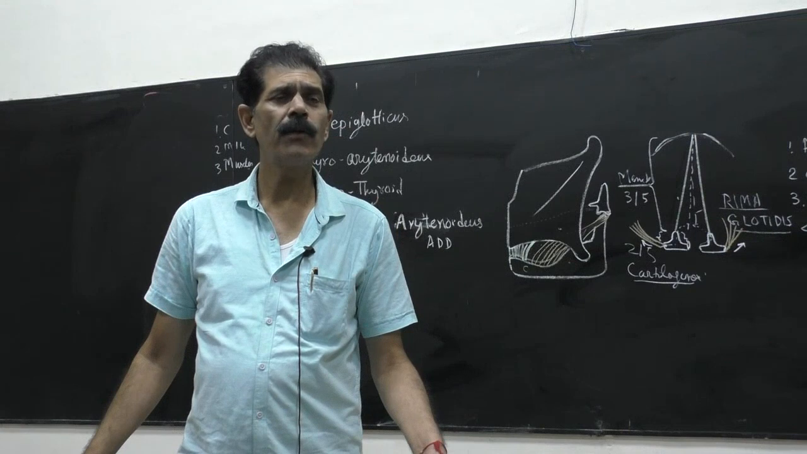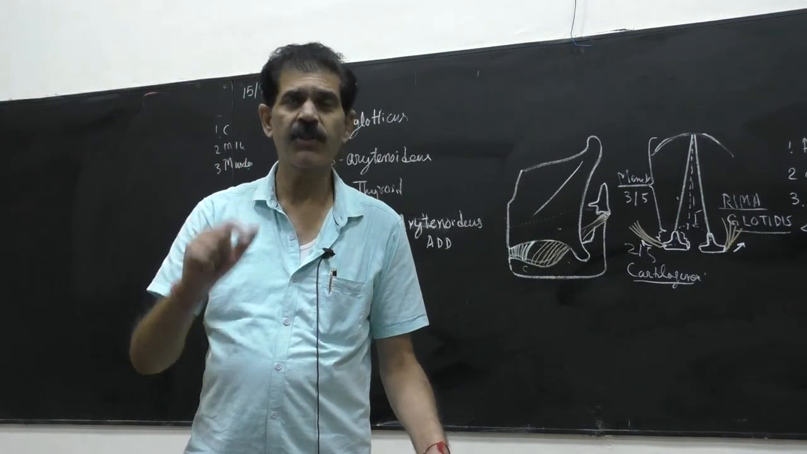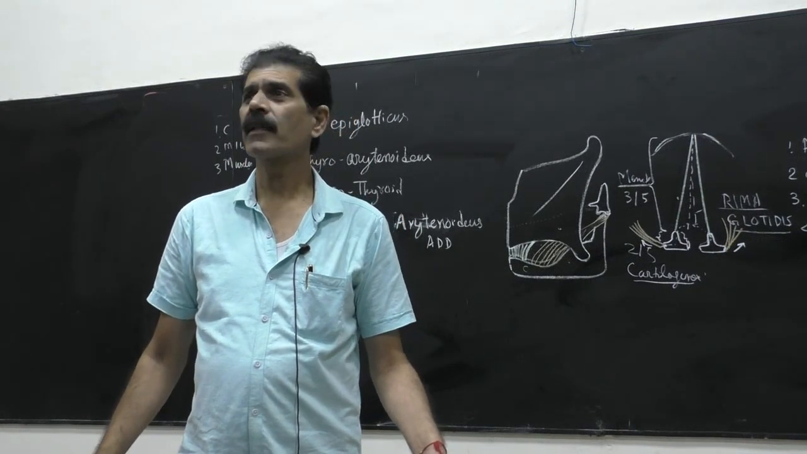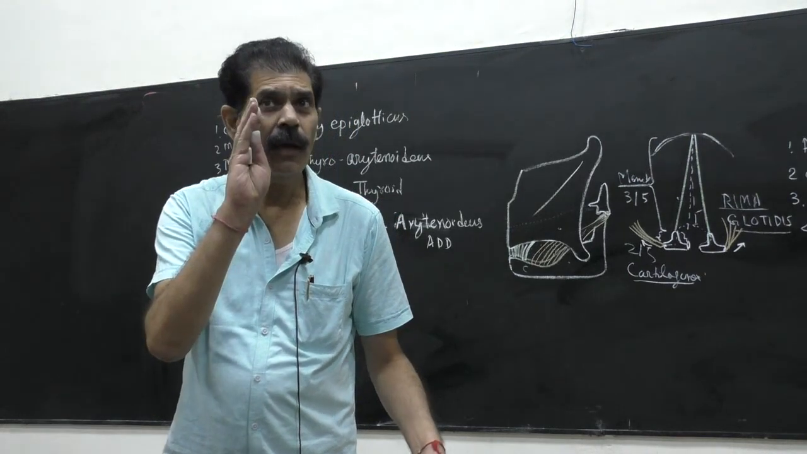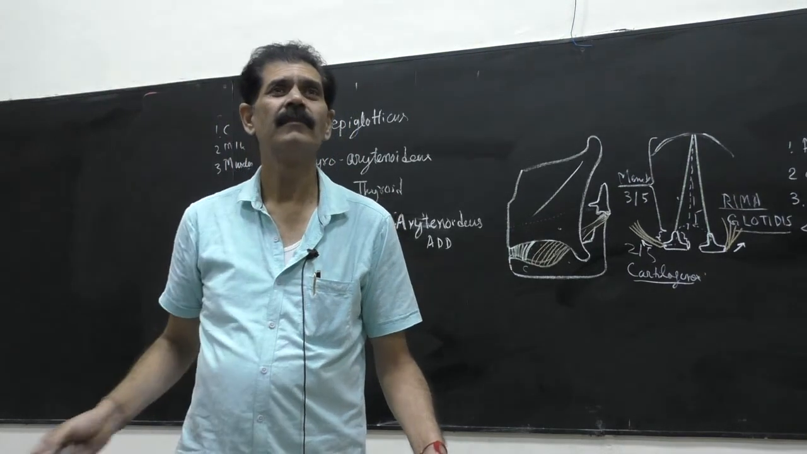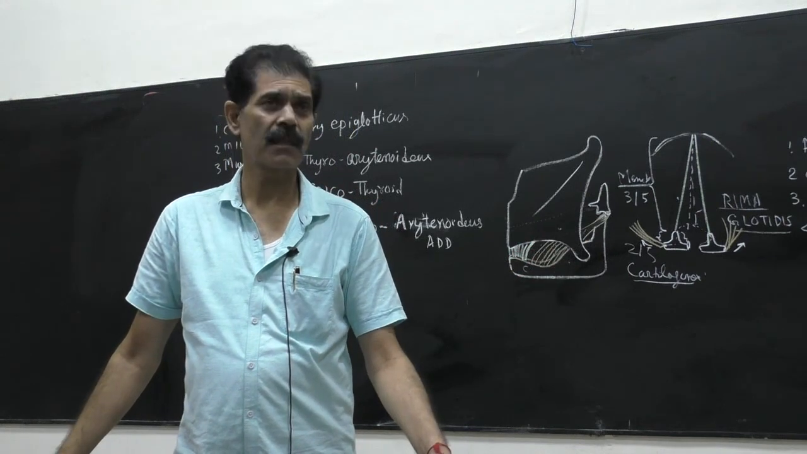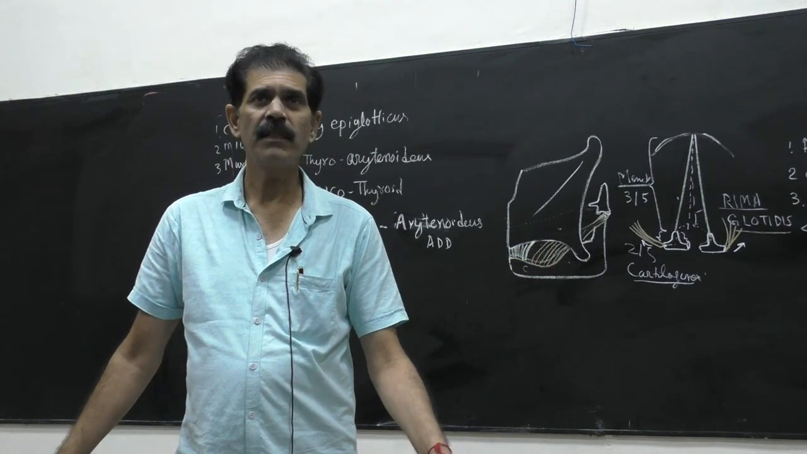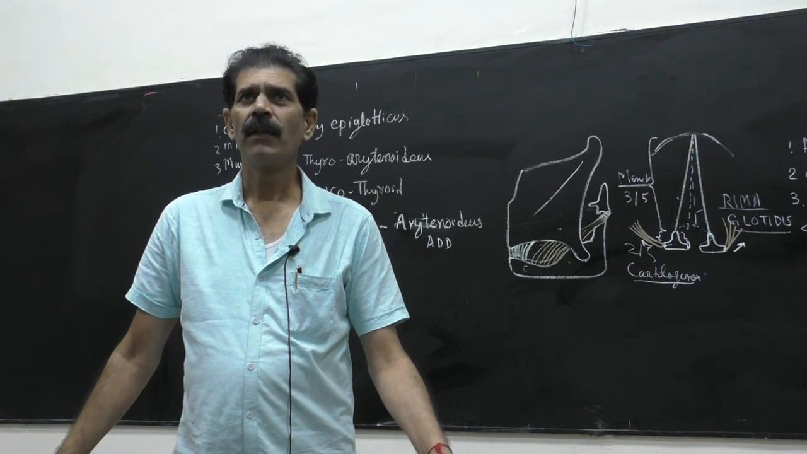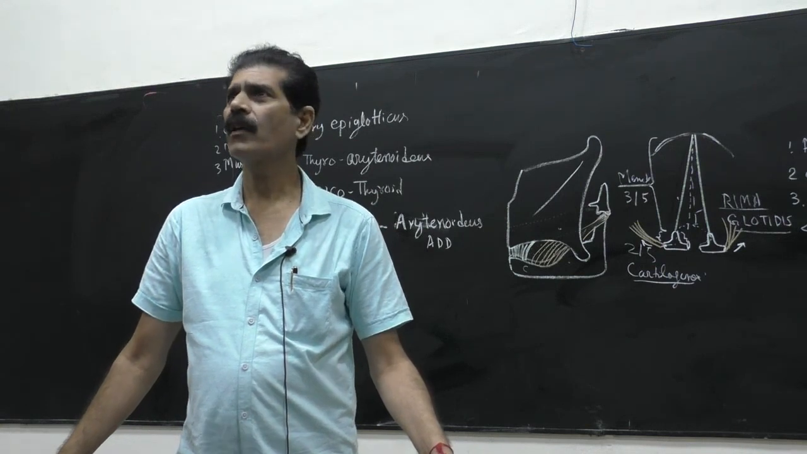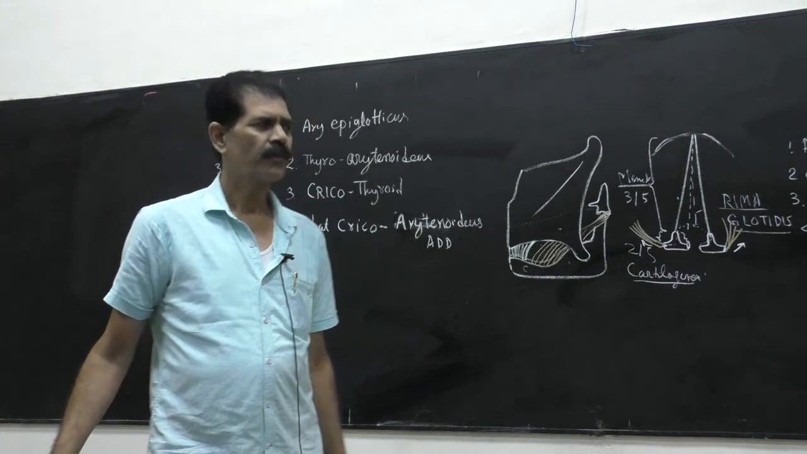And sound is produced, but it is of low pitch, as occurs during whispering. So this muscle is also called the whispering muscle, in which the vocal cords become very, very close together. So this is how to explain.